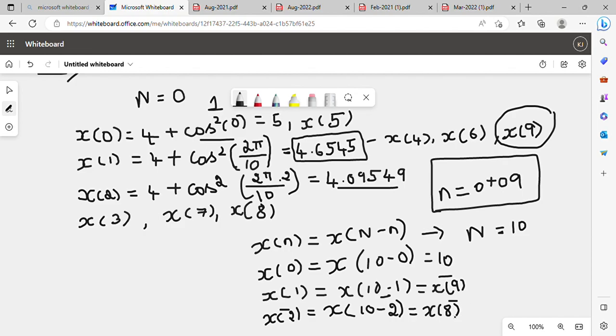It is x of 8, right? So see, my x of 2 value is 4.09549, and this value you get as the resultant for x of 3, 7 and 8. I proved that x of 2 is equal to x of 8, right? I'll even showcase it to you in the calculator. Yes. So this is the one.